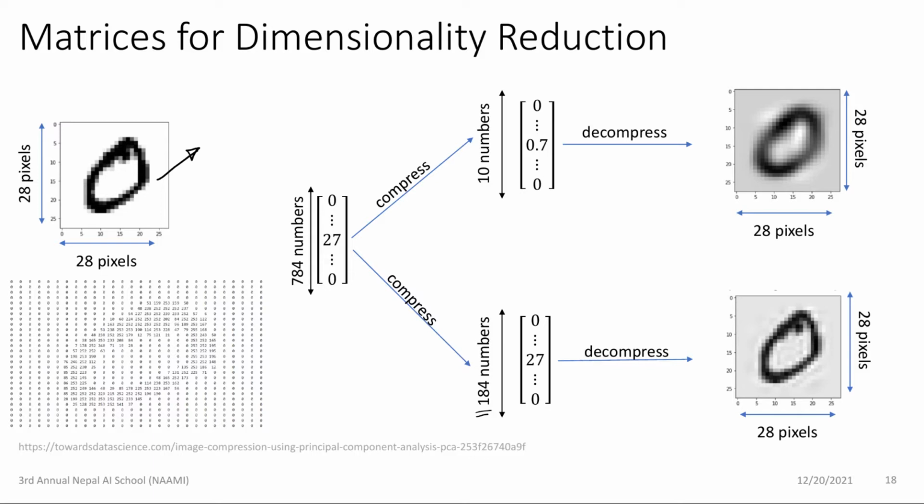This is kind of like how you would take a raw picture on your phone and compress it into a JPEG or GIF form. And if you use even fewer numbers to compress it, of course there is some reduction in quality, but you can still get some meaningful information out of it. This is called principal component analysis, and this uses a matrix operation called singular value decomposition.